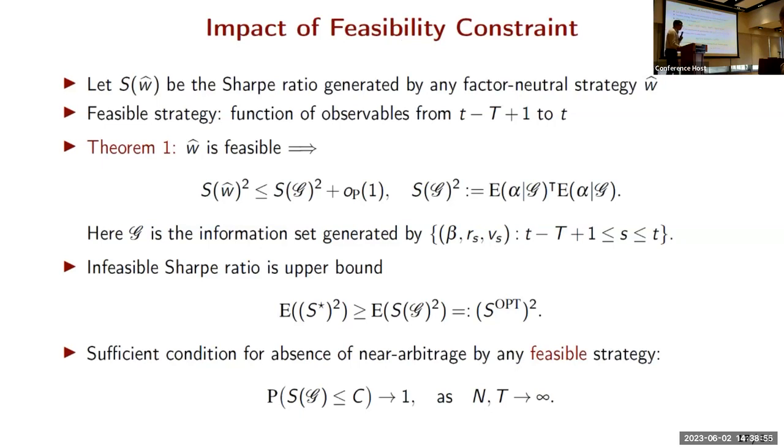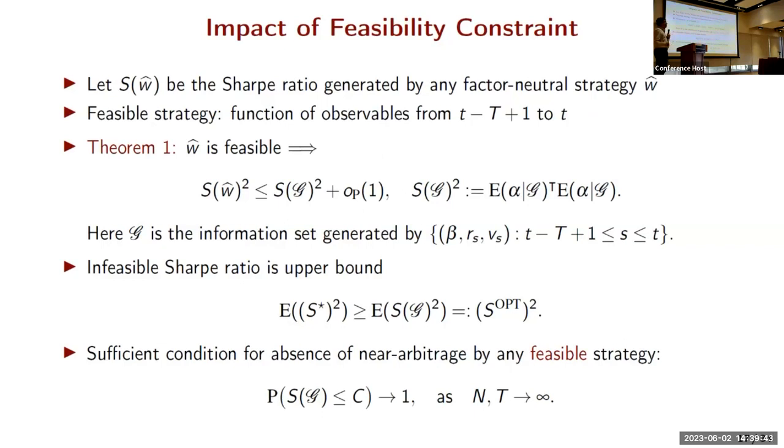All right, so now we get into the most important part of the paper, the theory. How do we solve this problem? First of all, we would like to study the impact of the feasibility constraint. All we add to Ross's economy is a feasibility constraint. What would happen if we have this constraint? Let's assume we have an arbitrary factor-neutral strategy. Factor neutral means this strategy is orthogonal to beta, so this strategy will not earn any risk premium. This strategy will purely learn alpha. Let SW hat be the Sharpe ratio generated by this strategy.